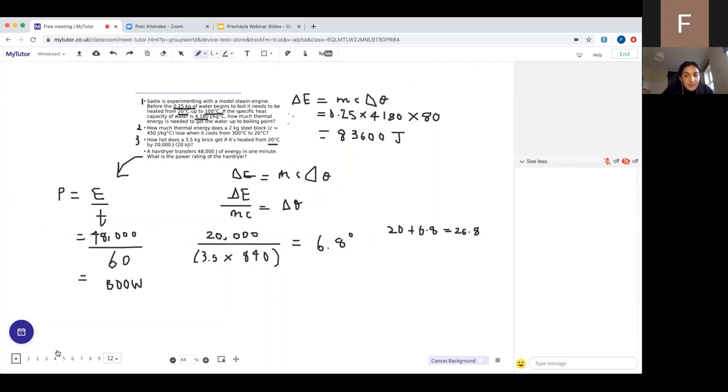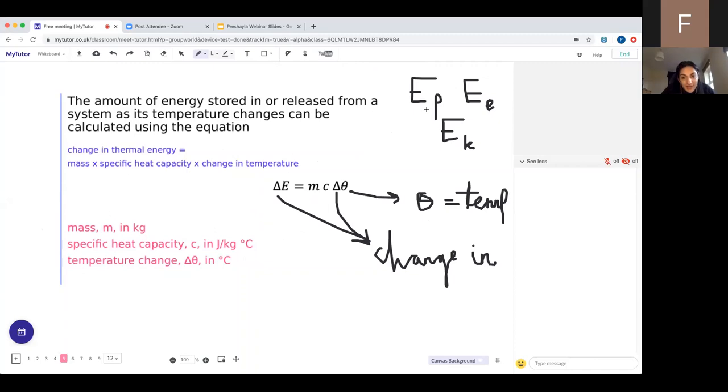Okay, so someone said, what's EP, what's EK? EP is gravitational potential energy, and EK is kinetic energy. If you want to know more about them, then go to the webinar that we did yesterday, and I will tell you in loads of depth.